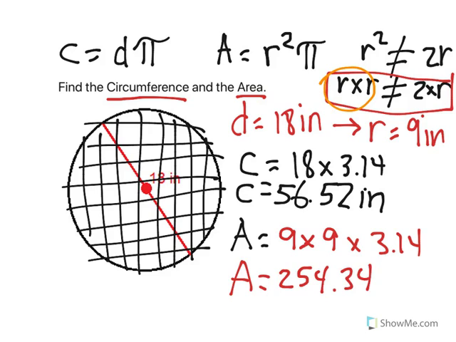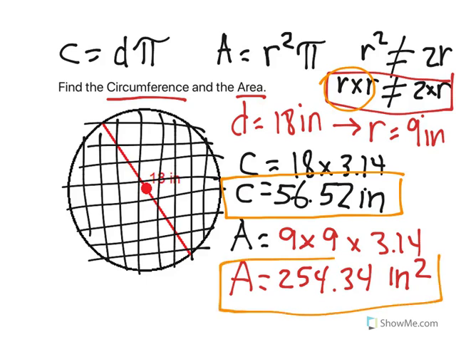The answer is 254.34. And remember what we said about the unit square? So your unit is going to be inches squared. Final answer. So here we go. I'm going to use yellow color to highlight my final answer. My circumference is 56.52 inches. And my area is equal to 254.34 inches squared. Okay? So this is how you're going to use the formulas for circumference and for area to solve this kind of problem.